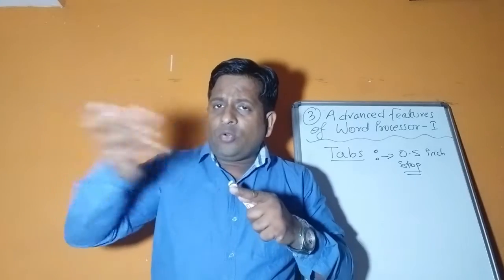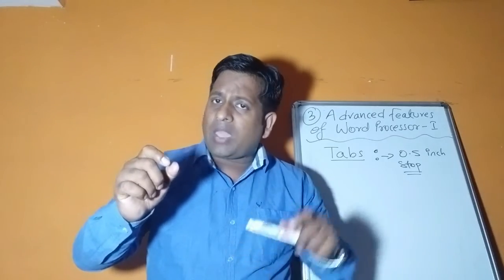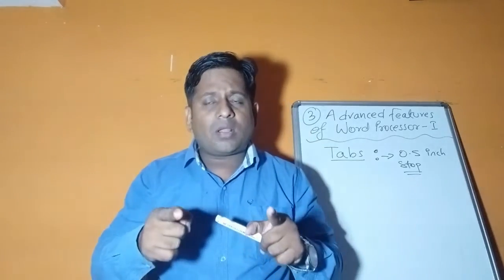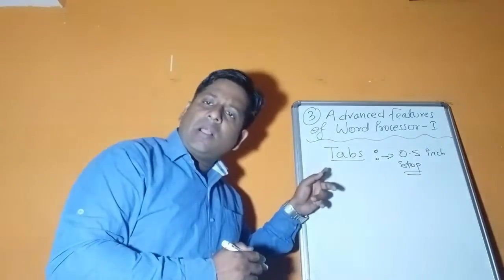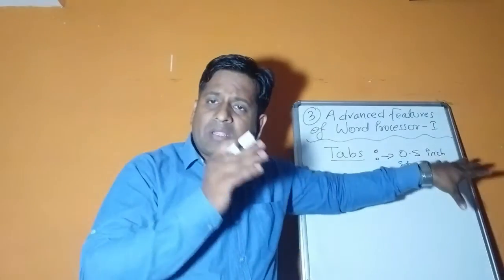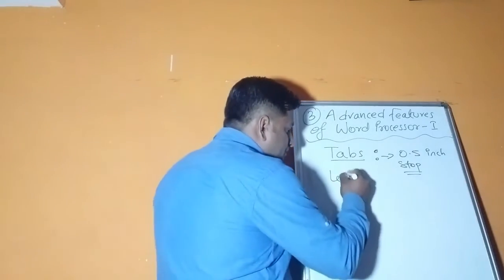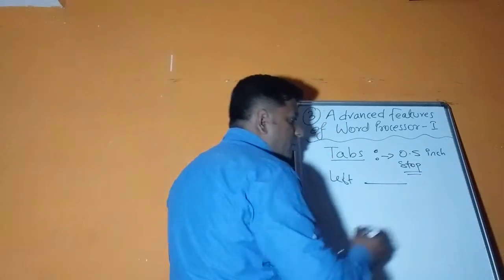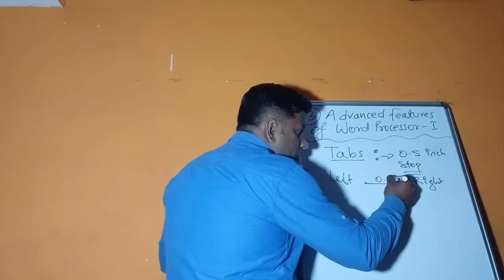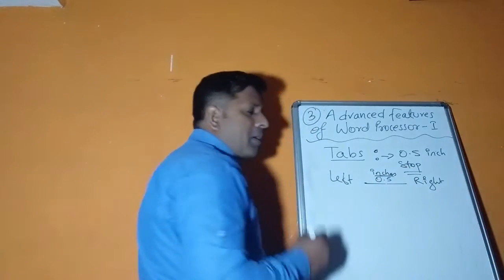If you relate the spacebar with tabs, one tab will be equal to 5 spacebars. That means the gap you get by pressing the spacebar 5 times can be done by a single tab key. So in technical terms, the tab key stops after every 0.5 inch. That means on the left side there is a character, then a gap, then on the right side another character. This gap will be 0.5 inches by default.